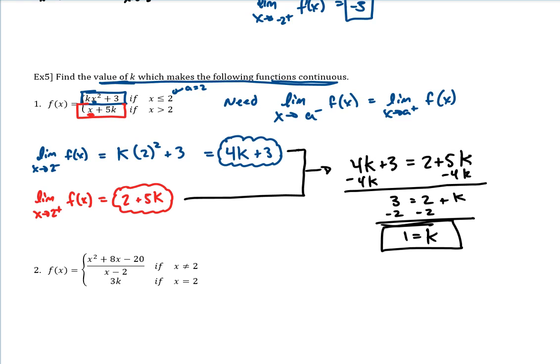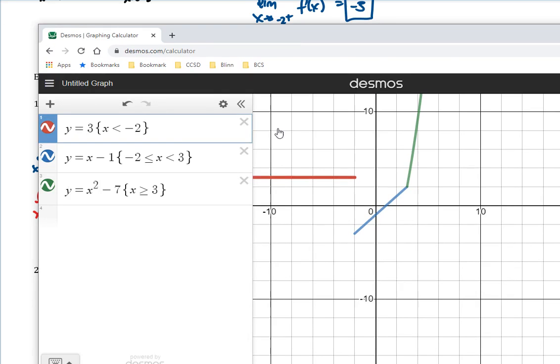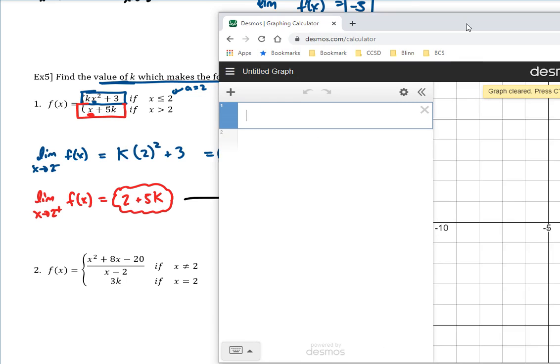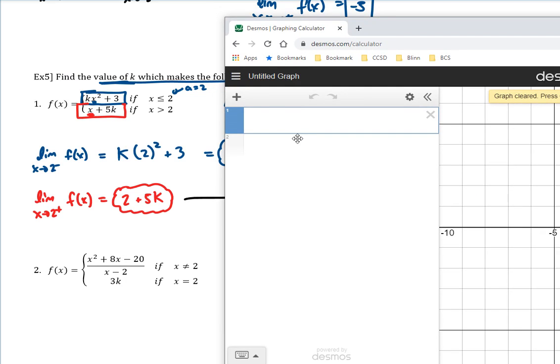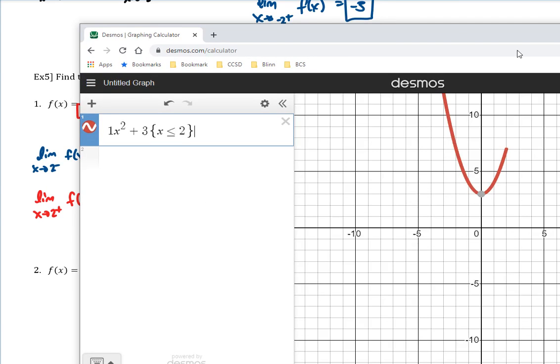That's all we had to do. To check, you could plug it in. Since we're done with this problem, I'm going to delete all. I'm going to just change the k into 1 in each piece. So I'd have 1x squared plus 3, brace, x less than or equal to 2, brace. So there's that so far.